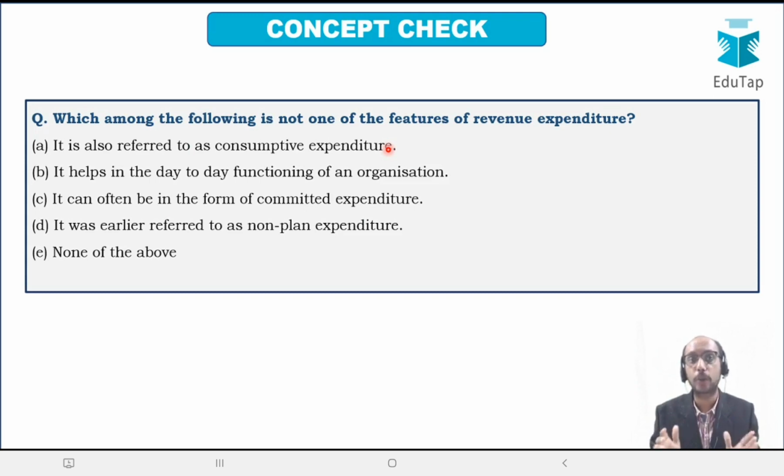It helps in the day-to-day functioning of an organization. It can often be in the form of committed expenditure. Now I had repeated this word committed expenditure probably 10 times. You need to decide whether revenue expenditure is committed expenditure or not. It was earlier referred to as non-plan expenditure. None of the above. So which of the following is not one of the features of revenue expenditure? The answer should be E. Why? Because all of these are features of revenue expenditure.